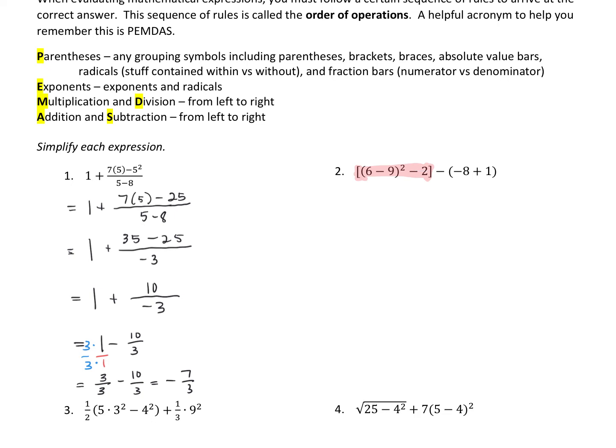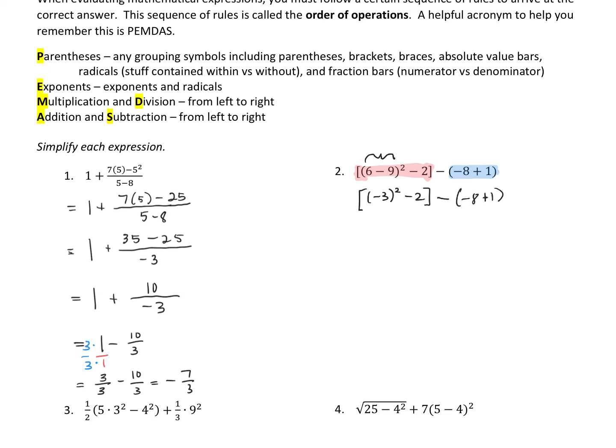Notice that I have another grouping over here that I'm coloring in blue, right? The second grouping. So the first grouping, I'm going to look inside that bracket, and notice I have more parentheses right here, so I'm going to do that first. So 6 minus 9 is negative 3. Okay, everything else I can just bring down.